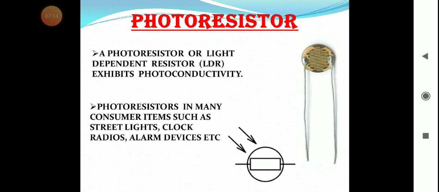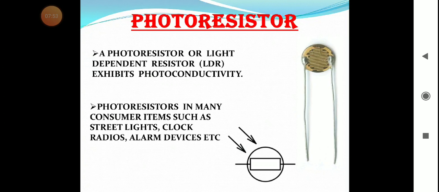Another resistor is the photoresistor. A photoresistor, or light dependent resistor, is called an LDR. It exhibits photoconductivity. We are using photoresistors in many consumer items such as street lights, clock radios, alarm devices, etc. So these are the simple classification of the resistors in a lighter way.